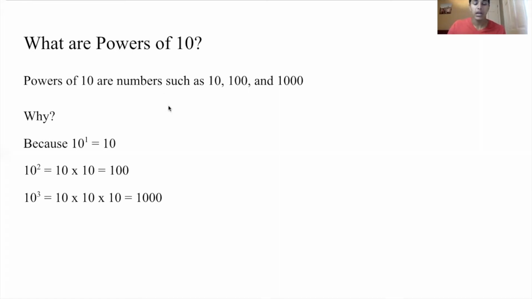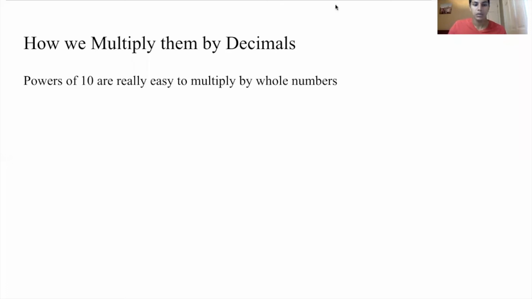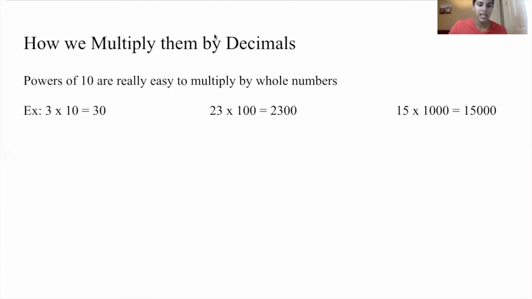So now let's talk about actually multiplying them. How do we multiply them by decimals? Well, let's start by reviewing how we multiply them by whole numbers. It's actually really easy. All we have to do is add a bunch of zeros, specifically the amount of zeros that that power of 10 has. So if I'm multiplying 3 by 10, I look at the 10 and see it has 1 zero, and then I just add a 0 to the 3 and we get 30.